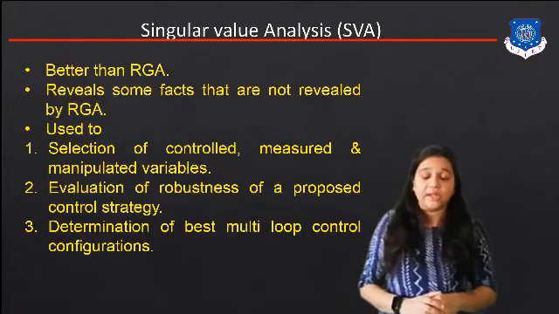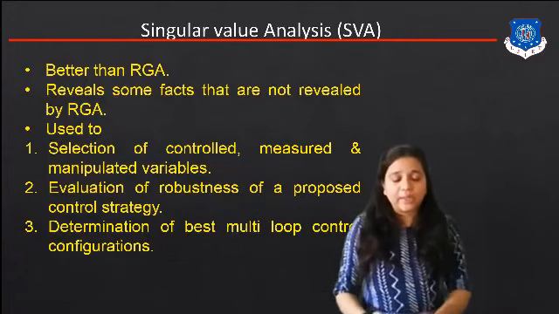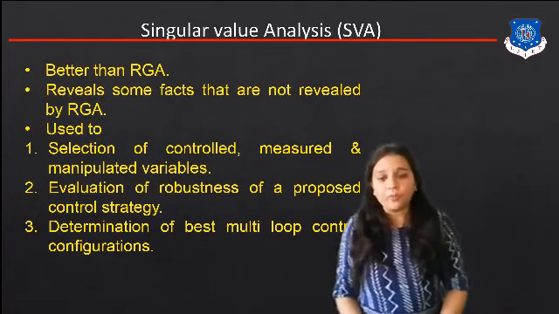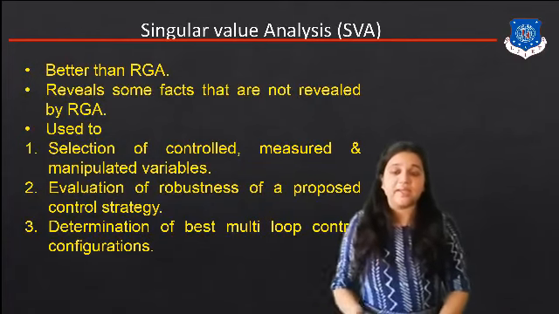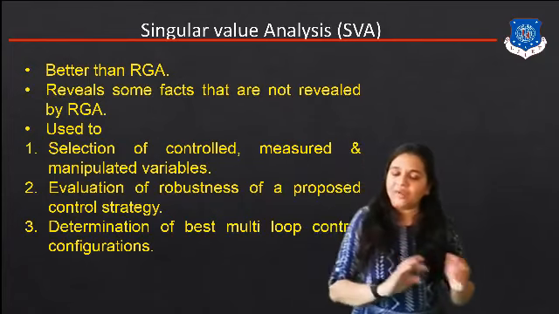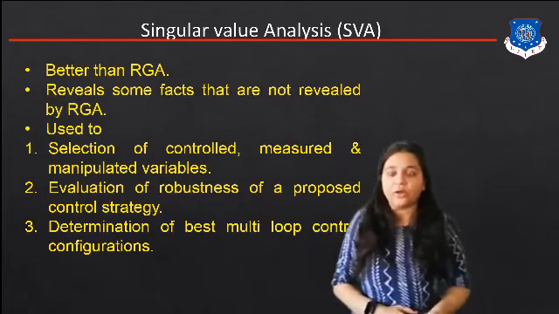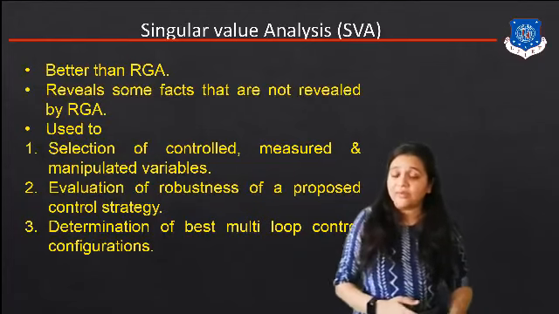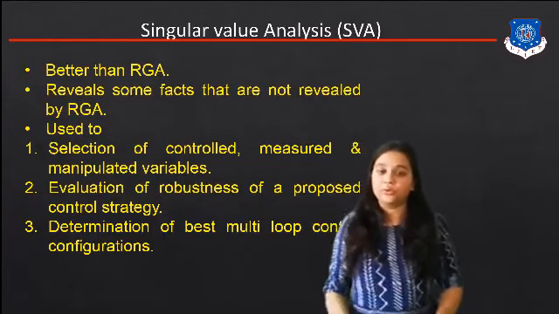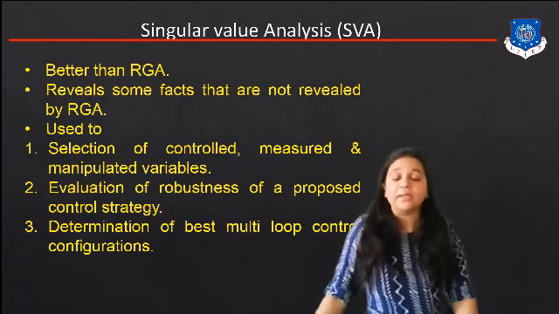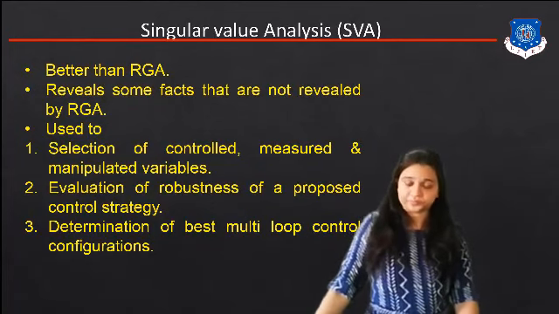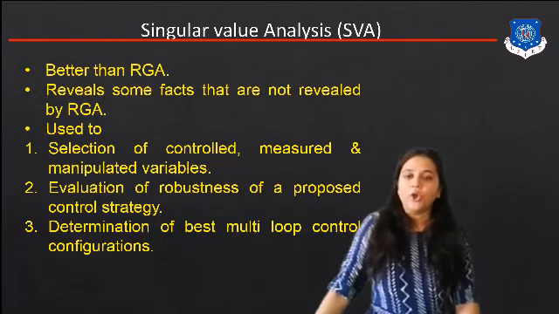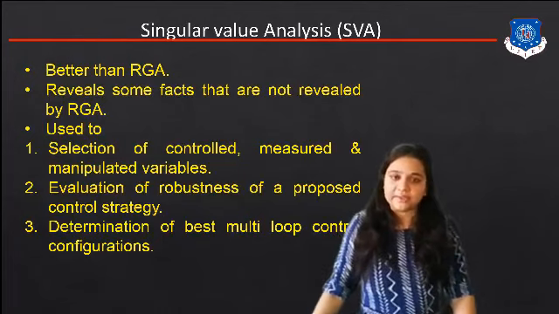If we take three inputs u1, u2 and u3 for the y1 output, we can continuously check: if u1 is equal to 0, the pair of u2 and u3 is best. If u2 is 0, the pair of u1 and u3 is best, or if u3 is equal to 0, the pair of u1 and u2 is best. So using the decoupler, we can also check which pair is best for the multi-loop control configuration.